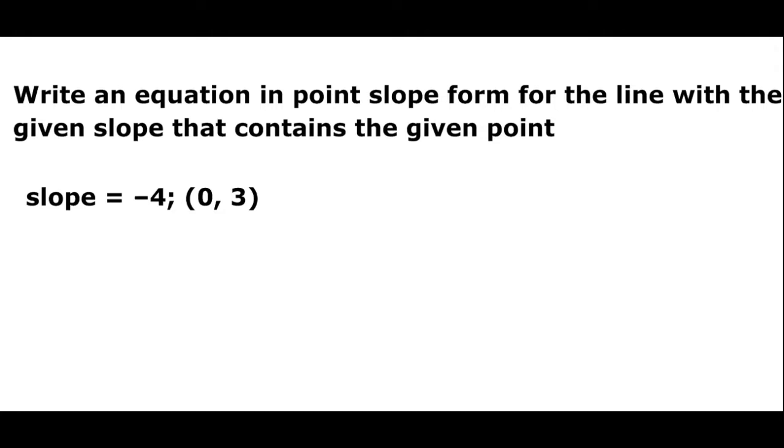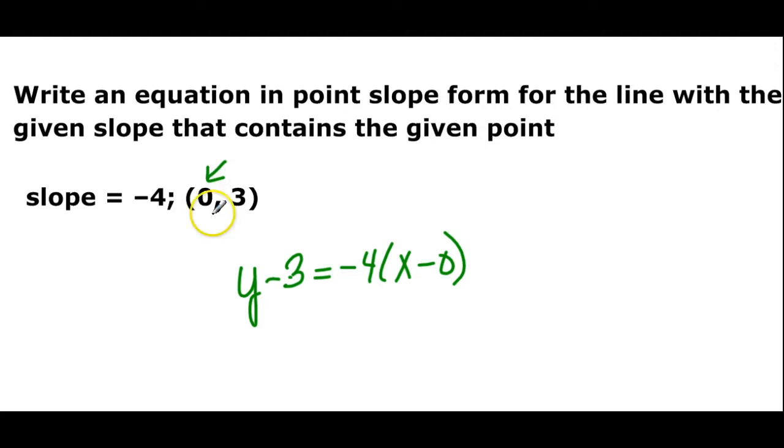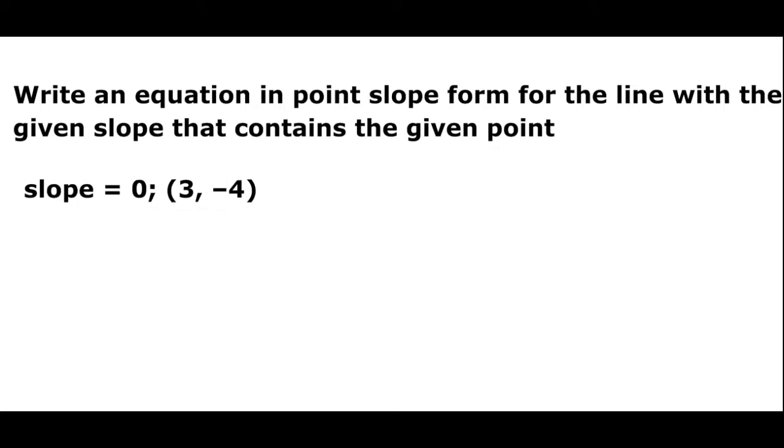Okay, all right, so here we go. Ready? y minus the y value in the point is equal to the slope times x minus the x value of the point. I'm hoping that by seeing this, you know that this is the y-intercept, so I could have also written this in slope-intercept form. But this is absolutely fine. All right, let's try this one.